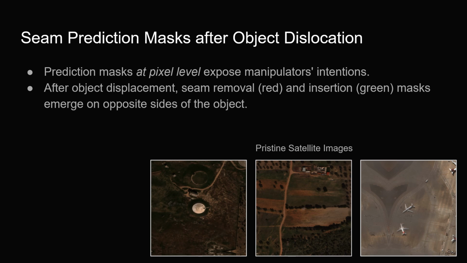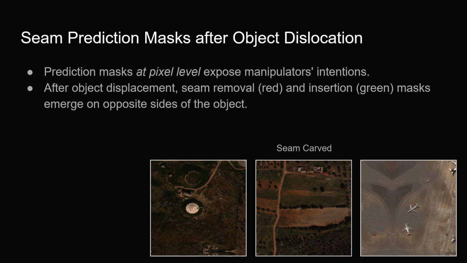And also, if an image is seam carved, we should be able to understand the intent behind manipulation. That is the primary motivation for developing the localized seam carving detectors. It's because the seam prediction masks that are localized at pixel level can expose manipulators' intention.